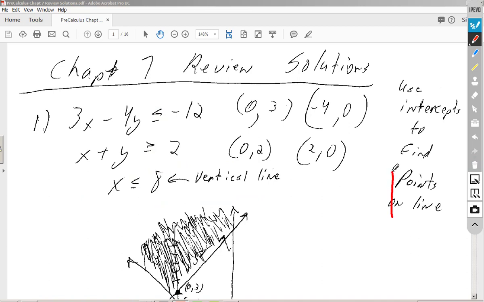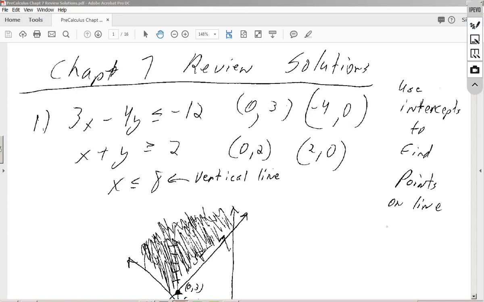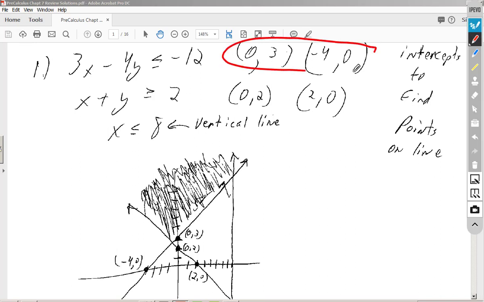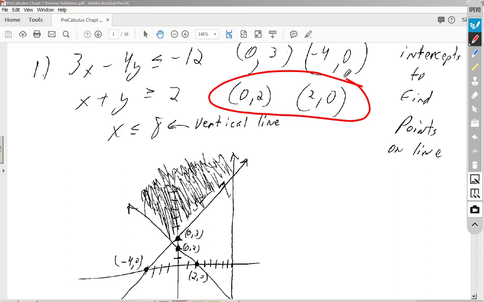So to graph them, I go ahead and take my graph here. I'm going to scroll this up a little bit. And I'm going to go to my first pair of points. So my first pair of points is 0, 3, negative 4, and 0. So here I go to 0, 3. I go to negative 4, 0. And here's my line that goes through those points. I go to my second line, 0, 2, 2, 0. So here I am at 0, 2, 2, 0. Again, since this is equal to, it's a solid line.